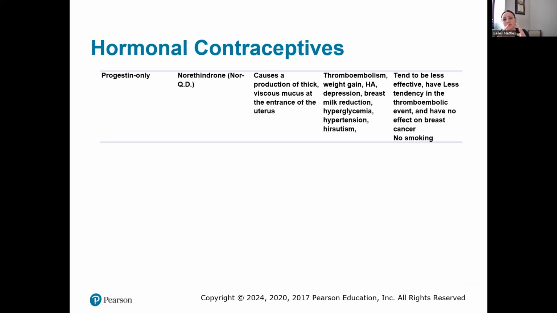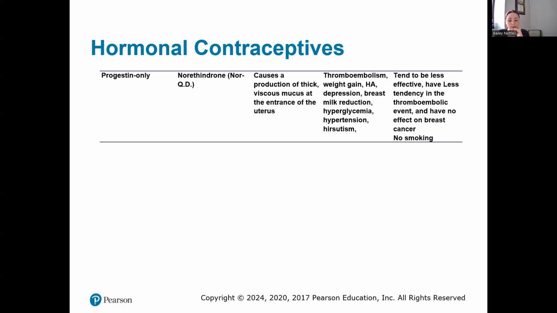Once again, the risks are less because you don't have estrogen. But you do still have a risk for clots, hyperglycemia, you have high blood pressure, hirsutism, breast milk reduction. So they tend to be less effective though. The estrogen does increase the efficacy of the birth control, but it does tend to be less effective. But you have less tendency of a thromboembolic event, and you have no effects on breast cancer, which is great. Once again, teach them not to smoke, monitor for side effects and clots and things like that.